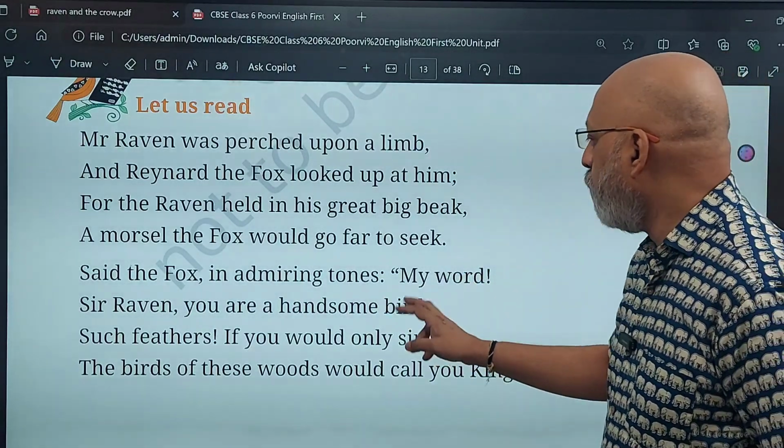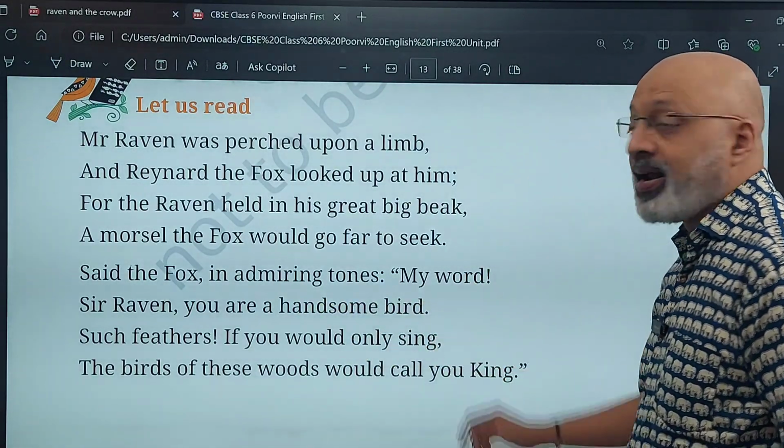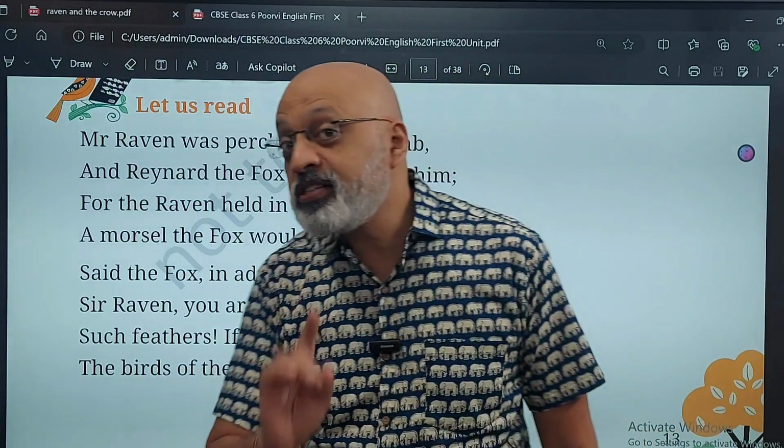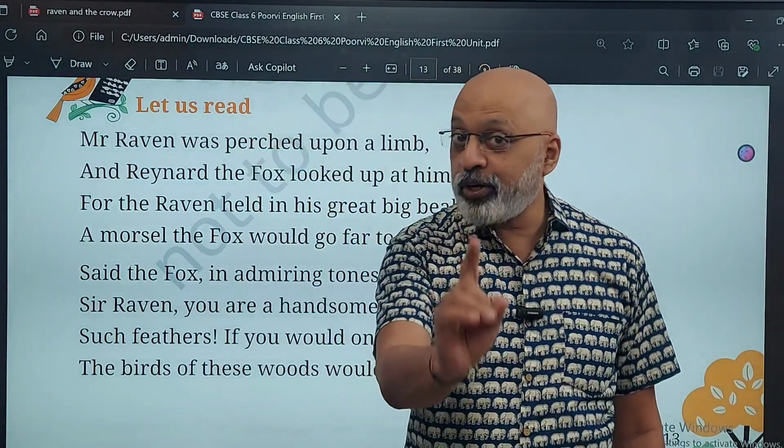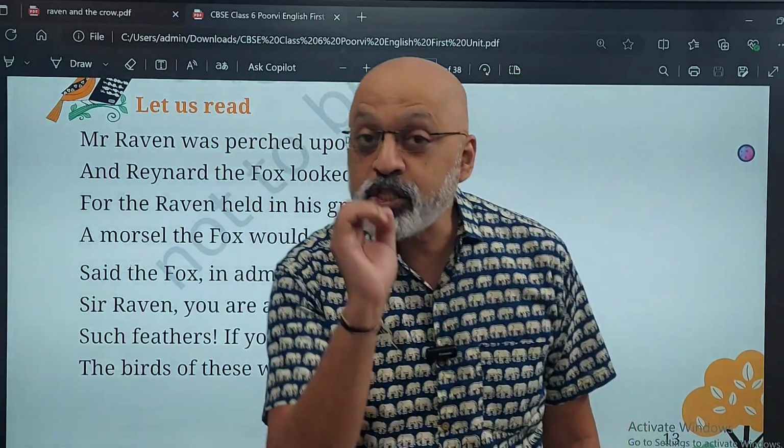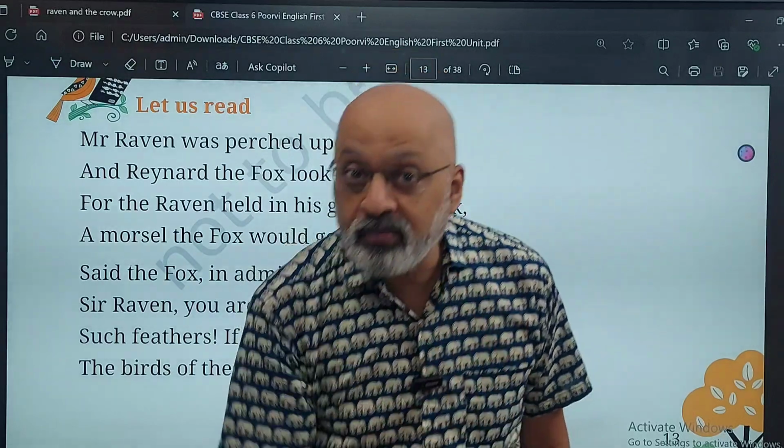"My word, Sir Raven, you are a handsome bird." Now the raven is not a good-looking bird. I have already told you. But what is he doing? He's calling the raven a handsome bird.